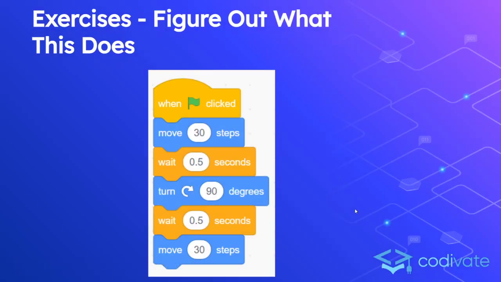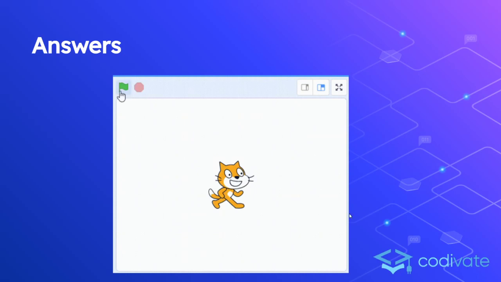Next thing, very similar. What I want you to try to guess is how is it different from the other one we just looked at. And the way it's different is it's still move 30, turn, and move 30. The only differences are that the turn is in the other direction and the wait blocks are faster. So this cat moves a little bit faster and it turns in the other direction.